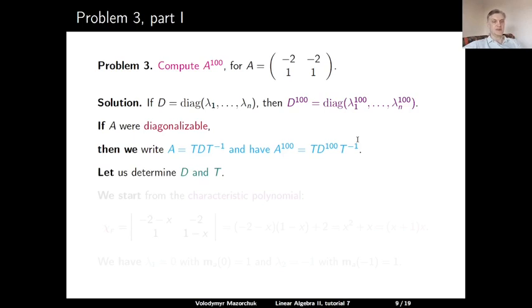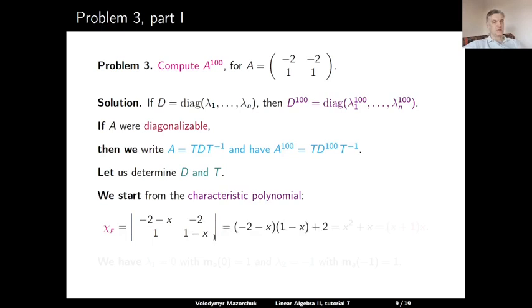To start with, let's compute the characteristic polynomial of A. It's a determinant of the matrix when we take the matrix A and subtract x on the main diagonal. So we have -2 minus x, -2, 1, 1 minus x. So this gives us (-2 minus x) times (1 minus x) plus 2, which is x squared plus x. So it is x times (x plus 1).